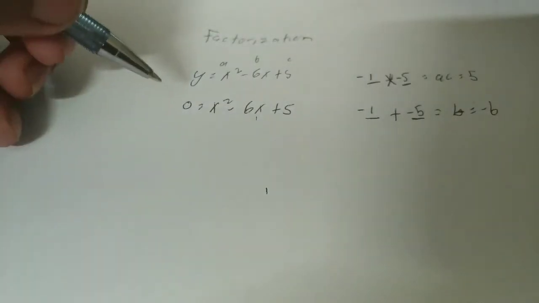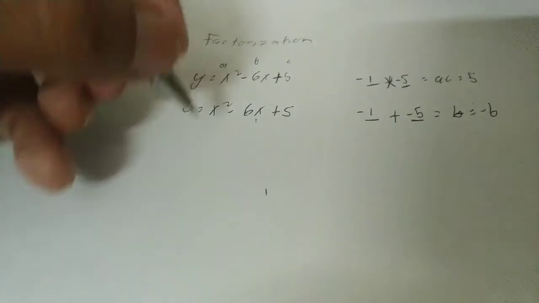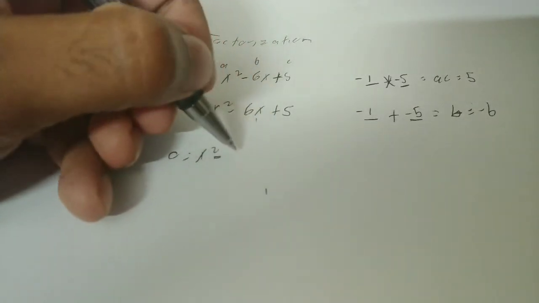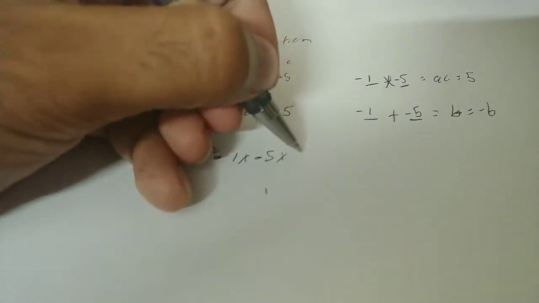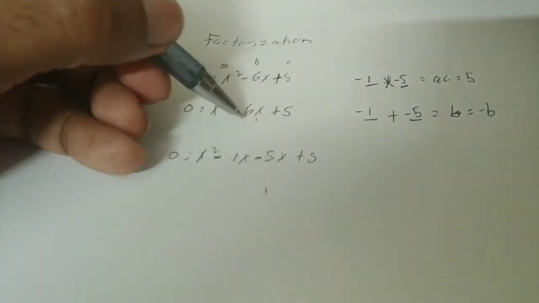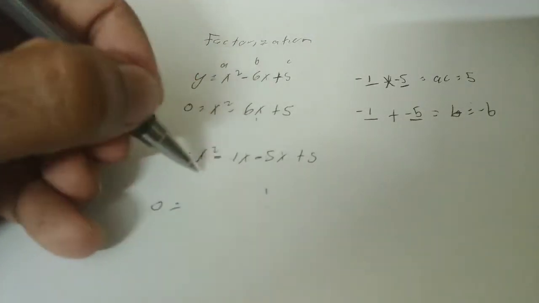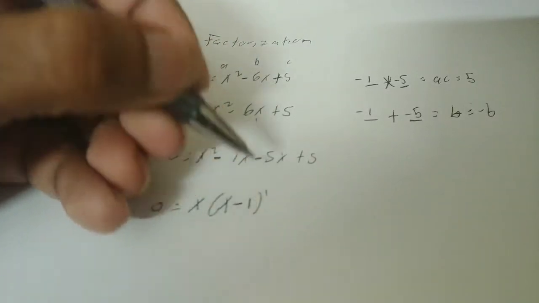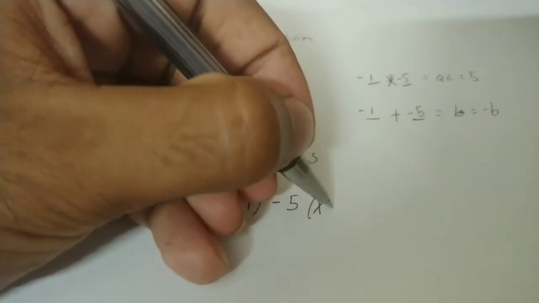Now I will substitute these two factors back into the expression, which would give me 0 is equal to x squared minus 1x, you could just write minus x, and minus 5x plus 5. Now if I sum minus 1 and minus 5, I'd get back minus 6. So now I could factorize. I factorize the first two terms and I'd get x into x minus 1, minus 5 into x minus 1.